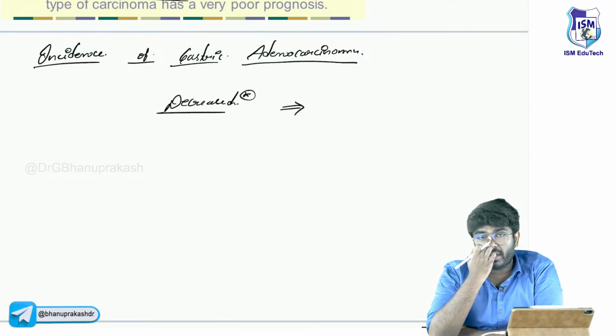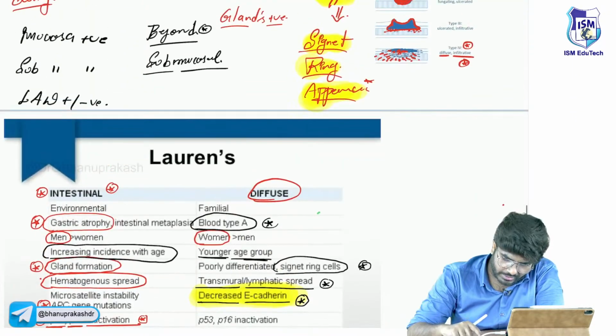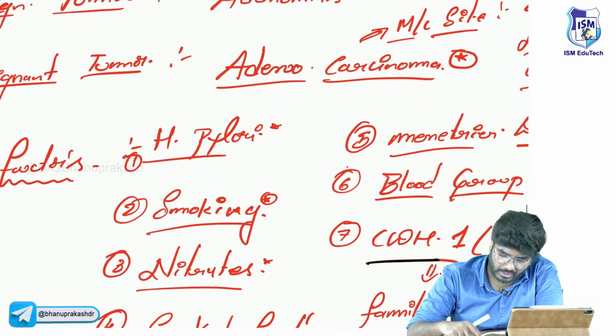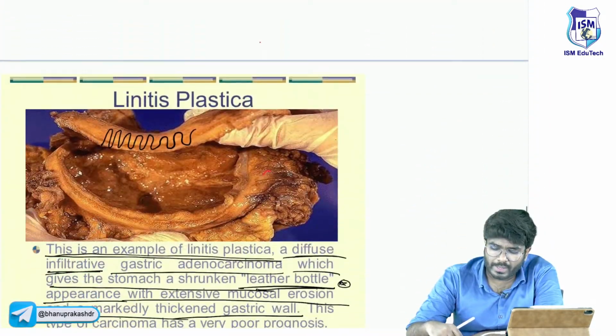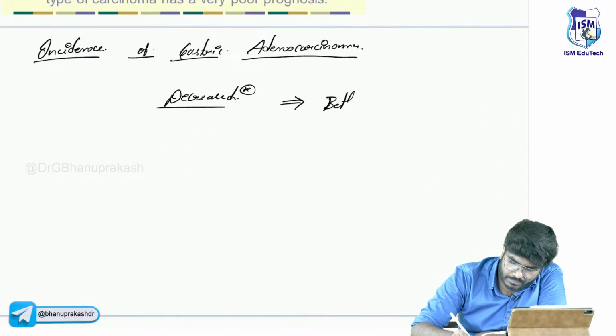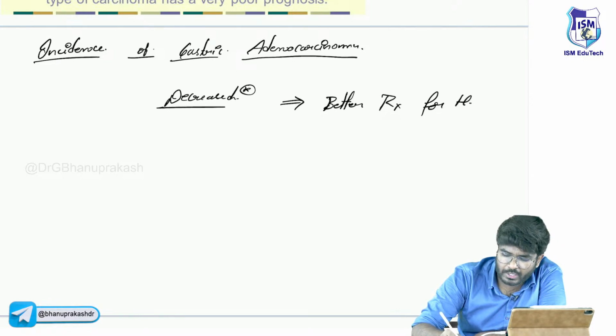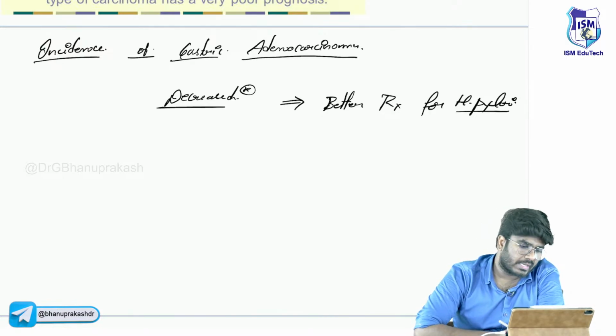One of the most important risk factors, the number one risk factor, in the risk factors I have shown here, is Helicobacter pylori. Now we have better antibiotics to control Helicobacter pylori, so better treatment for H. pylori decreases the incidence of gastric adenocarcinoma.